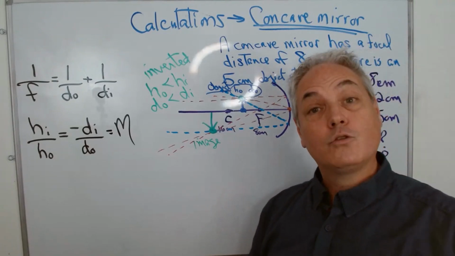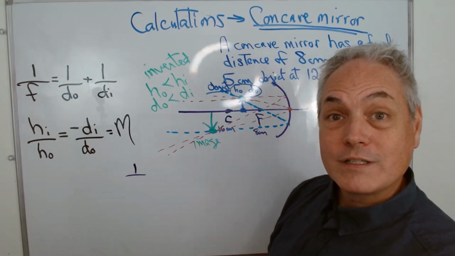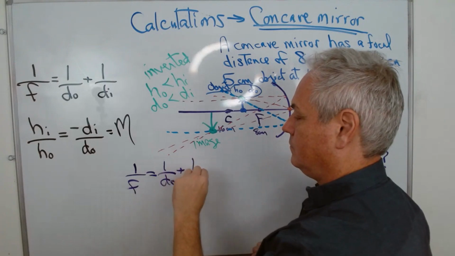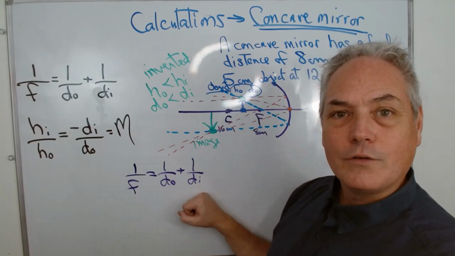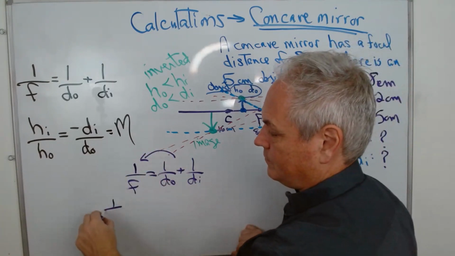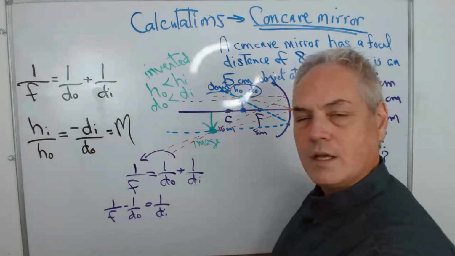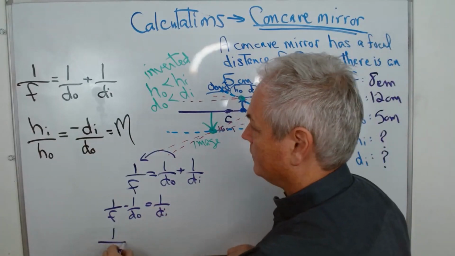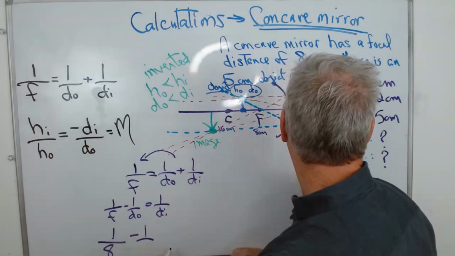So let's see if we can do some calculations right here. First of all, we're going to take our first equation. Since I'm looking for the distance of the image, I'm going to have to take this term on the other side. Now we just have to include the data in our formula.